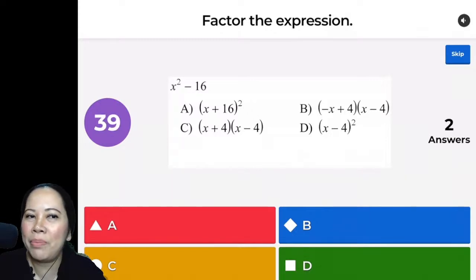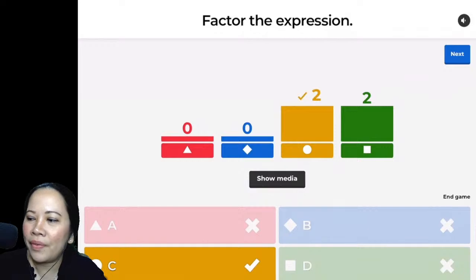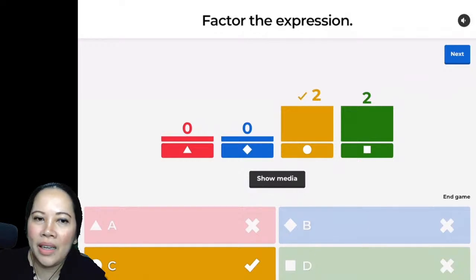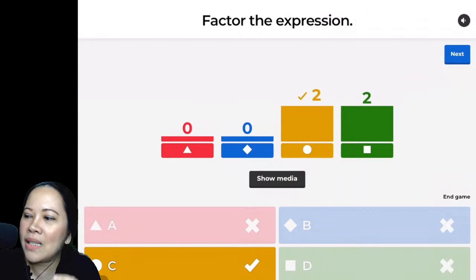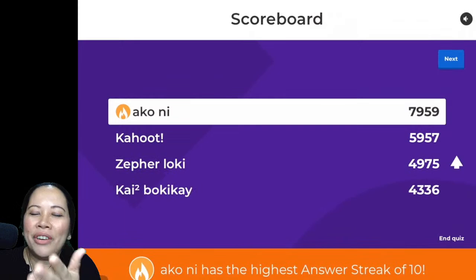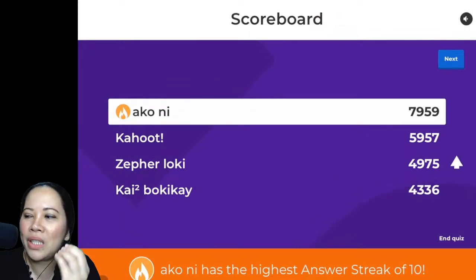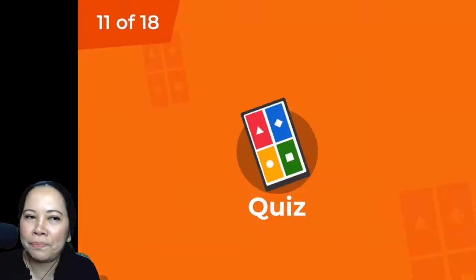Is it A, is it B, is it C, or is it D? And the answer is C. Who answered the D? Remember, if it's a perfect square trinomial, the factors is always plus minus. Okay, it's plus minus. Sorry, difference of squares, it's plus minus. If it's a perfect square trinomial, it's either minus minus or plus plus. Alright, that's what you should remember.